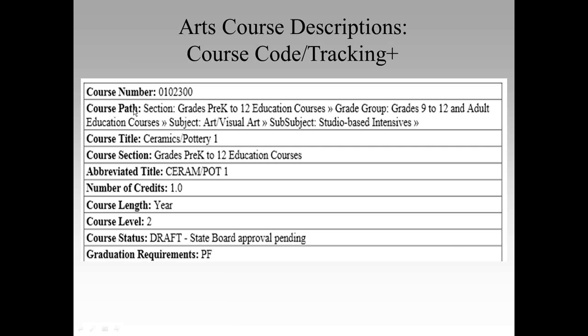The course path is like a breadcrumb trail of where it would be. If you look this up in CPALMS, which I'll tell you about in a few minutes, you would look for it under pre-K to 12 education courses, under 9 through 12 and adult, under visual arts, and under studio-based intensives. So it's ceramics pottery 1, there's its abbreviated title, and it's worth 1 credit. It is a year-long course.